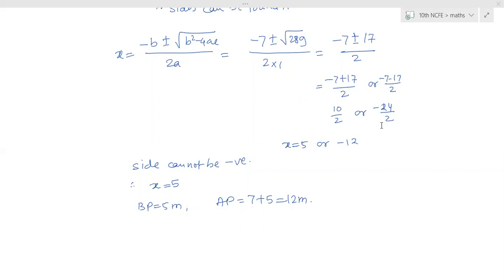Could you repeat the solved examples only? 7th and 8th. No, ma'am, page number 4.78. Other than that? No. All others you are solving with different values. Everything is there in the exercise. Okay, ma'am.